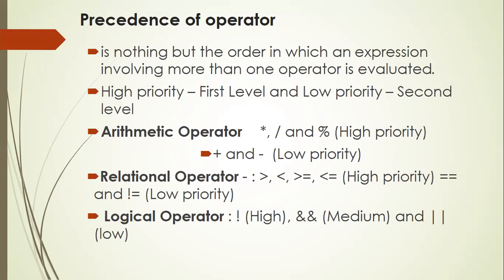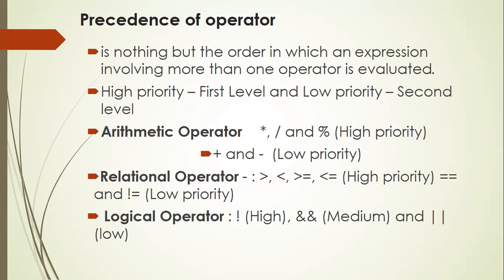In the case of relational operators, the different relational operators are greater than, less than, greater than or equal to, less than or equal to, and not equal to. Here, greater than, less than, greater than or equal to, less than or equal to: these four are on the same level. They are treated as high priority operators. Equal to and not equal to are treated as low priority operators. They are applied in the second level.